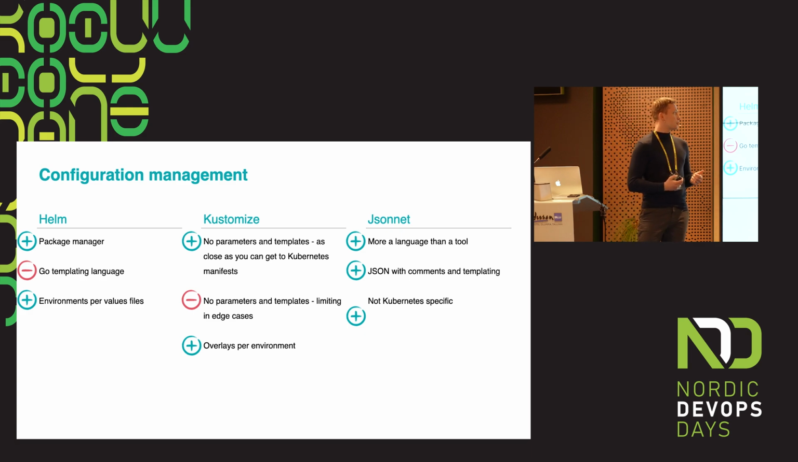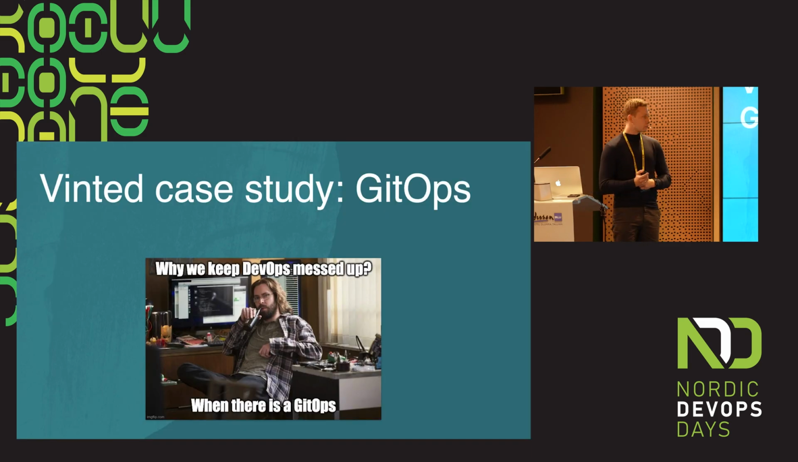Then there's a third tool, which is actually more of a language than a tool. It's Jsonnet. It's actually JSON on steroids, because you can have comments, you can have templating, and it's not Kubernetes specific, because with Jsonnet you can also write Grafana dashboards and so on. But of all these three, Jsonnet is the least popular, because actually nobody likes JSON. Right, so that was the theory.